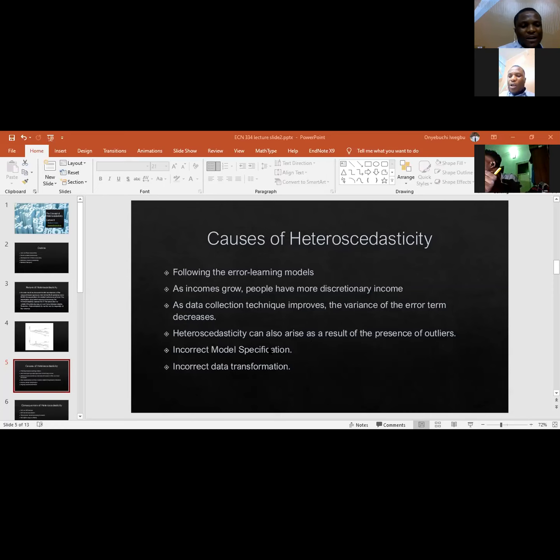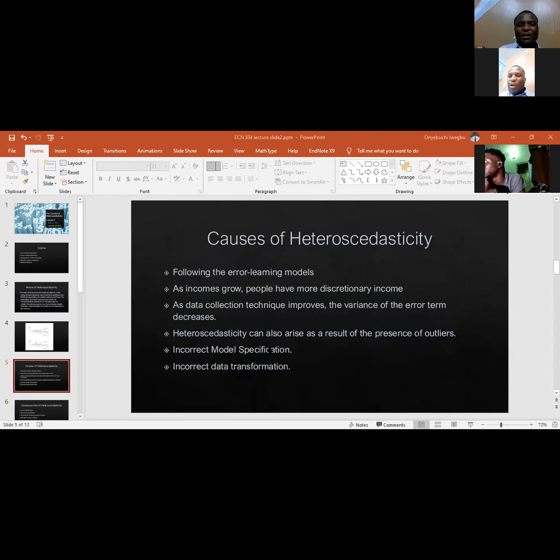The third one, heteroscedasticity can also arise as a result of the presence of outliers. Yes, when you have outliers in your model, for example, you have a case whereby many people have an average income of say 100,000, and you just see only one person that has an average income of say 1 million naira or 800,000. That's an outlier. The same scenario happens.